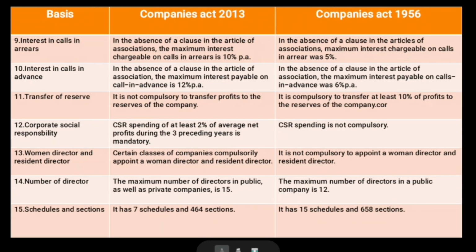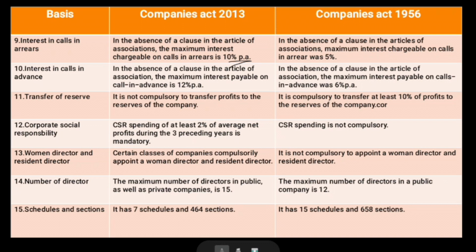Now our next point is interest on calls in arrear. According to the Companies Act 2013, in the absence of a clause in the articles of association, the maximum interest chargeable on calls in arrear is 10%. It means if any member does not pay the call money, he has to pay interest after the due date. So it is an income for the company.